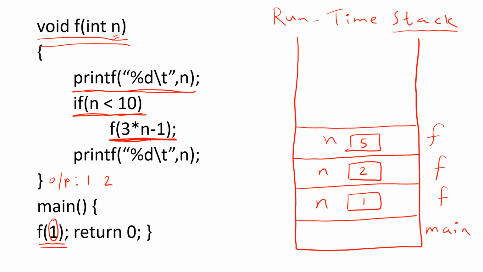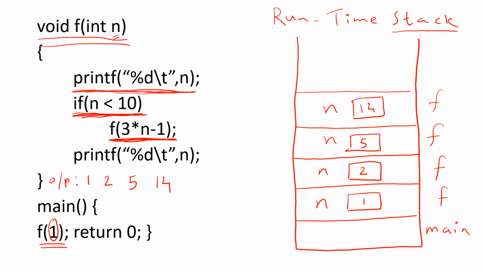Third call to the same function, n is 5, you print the value of n. So that is 5. You again check the condition, 5 is indeed less than 10. So 3 into 5 is 15, 15 minus 1 is 14. So the fourth call to the same function is made with n as 14. Now n is 14, you print the value of n as 14.